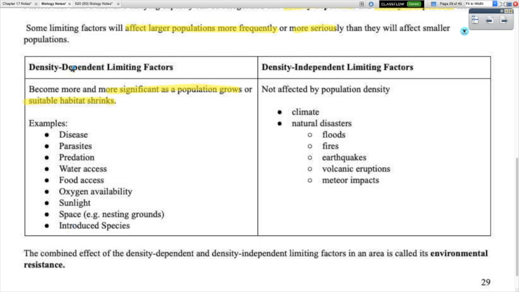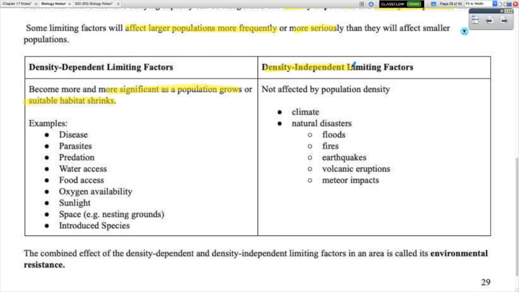So again, dependent means it depends on that. Density dependent means it depends on how densely an area is populated. It will be worse if it's more densely populated. Density independent means it doesn't depend on that, right? So no matter how densely populated this area is, these factors will limit the population there.